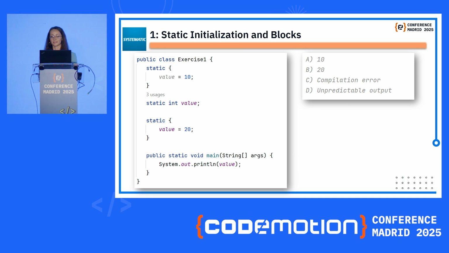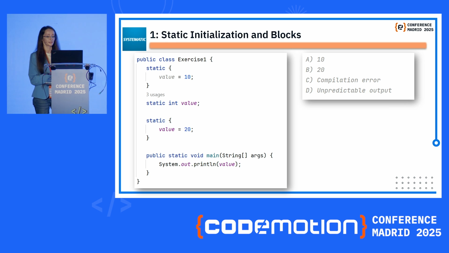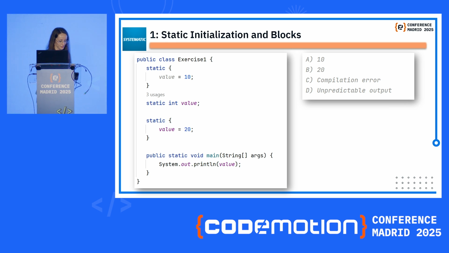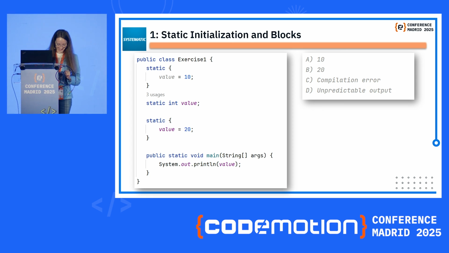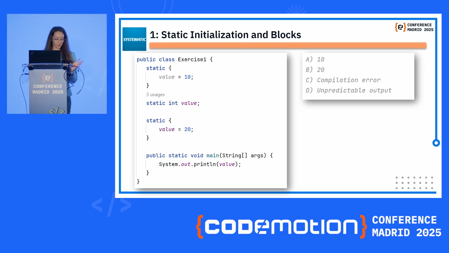How do you think static initialization order affects the final value of that static variable? And you have less than 20 seconds. And so far, all the options are being selected. I want to repeat again that only one is correct. Okay, and we are in between B and C. So either 20, or a compilation error. Let's see till the end.